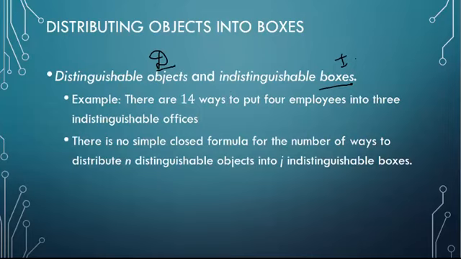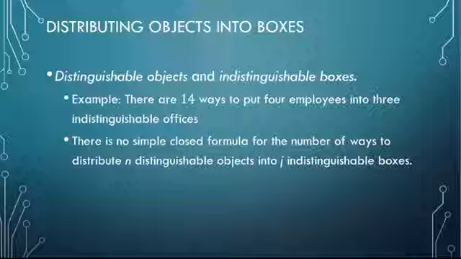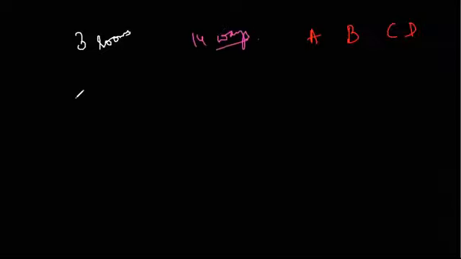So this can be solved in this way. There are 3 rooms mentioned which are all similar, and the employees will obviously be different, so they are distinguishable. The employees are A, B, C, D. And we already know the solution, that there are 14 different ways. What are the ways? The first is you can place all of them in the same room, or else you can place 3 of them in one room and the other in another room.